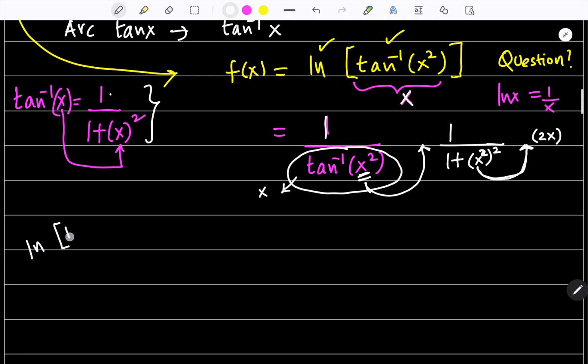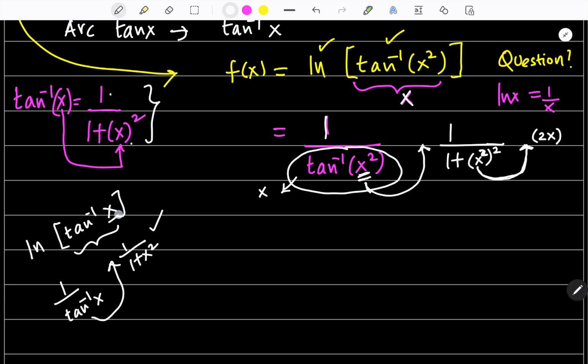I'll give a simple example. Suppose you have ln tan inverse of x. Suppose it's a question. What will be your answer? The ln x derivative is 1 by tan inverse x. Tan inverse x derivative is what? 1 by 1 plus x square. The same thing, it's finished. But here it is not x, it is x square. Clear?